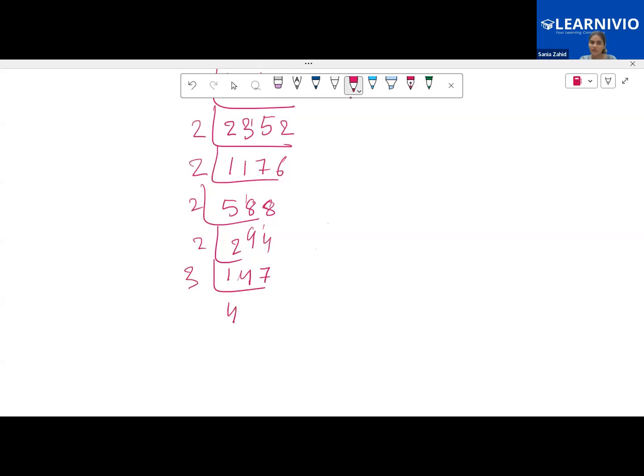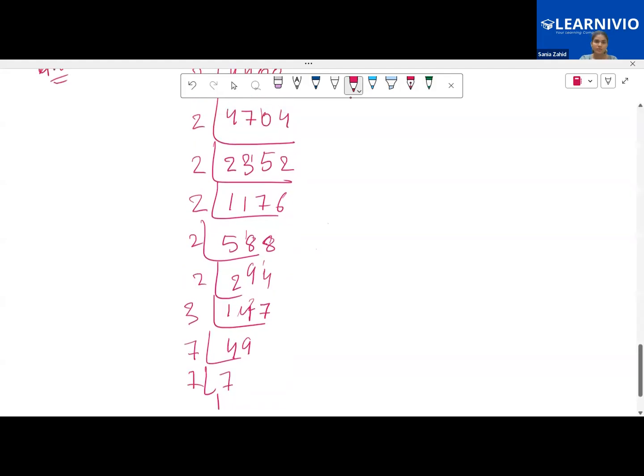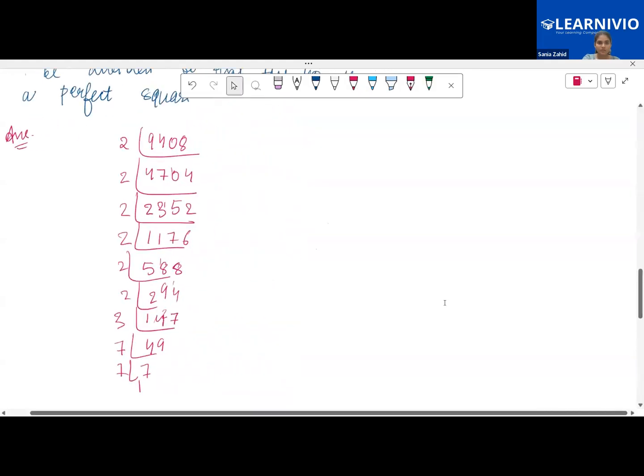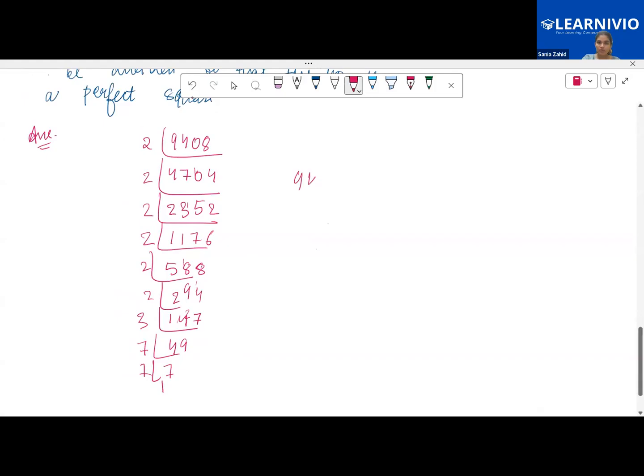So 3 into 4 times is 12, and then 2 carry 3, 3 into 9 times 27. Then 7 is 49. 7 into 7 times you get 14, and 7 into 1 time, right? So now what are we getting? We get 9408 is equal to 2 times 2 times 2 times 2 times 2 times 2, then 3, and then 7 into 7.